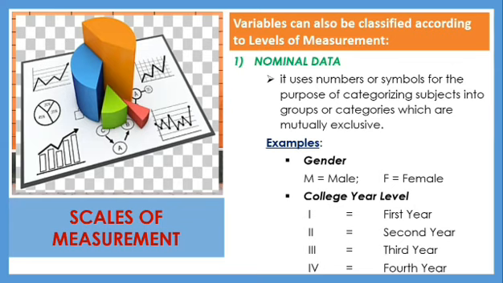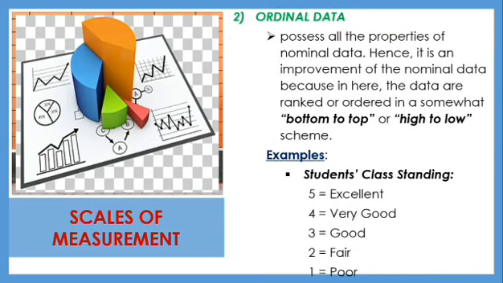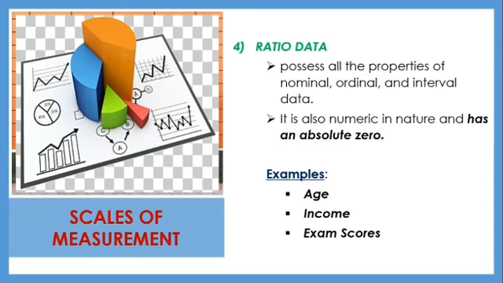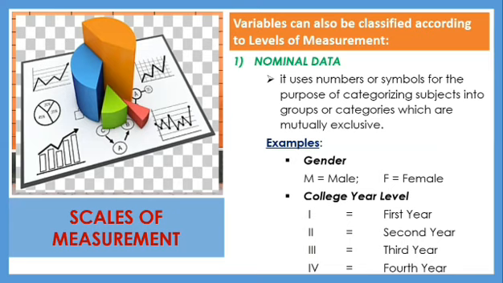And as mentioned earlier, we have 4 types of scales of measurement or data. Variables can also be classified according to the levels of measurement. First, we have nominal data. Second, we have ordinal. Third, we have interval. And fourth, we have ratio data. Okay, just a brief recap on this, since we already discussed this one in the earliest part of our discussion or lesson. If we say nominal data, it uses numbers or symbols for the purpose of categorizing subjects into groups or categories which are mutually exclusive. And again, the keywords that we should always remember if we talk about nominal data, that would be first, to name, and second, to label. Okay, examples are gender and college year level.